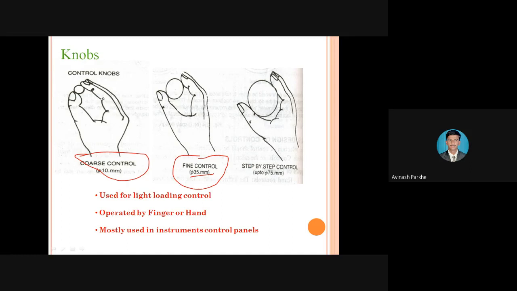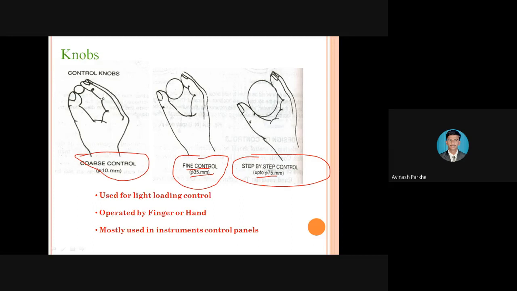And the last one has a big diameter, up to 75 mm. So there are different types of knobs having different diameters, and through these knobs we can control our machine. But as per the application, in some machines only a coarse control knob is required, in some a fine control knob is required, and in some a step-by-step control knob is required.